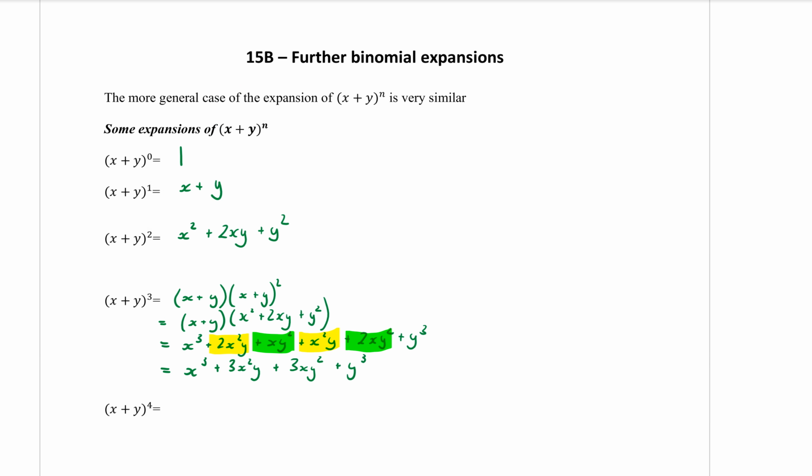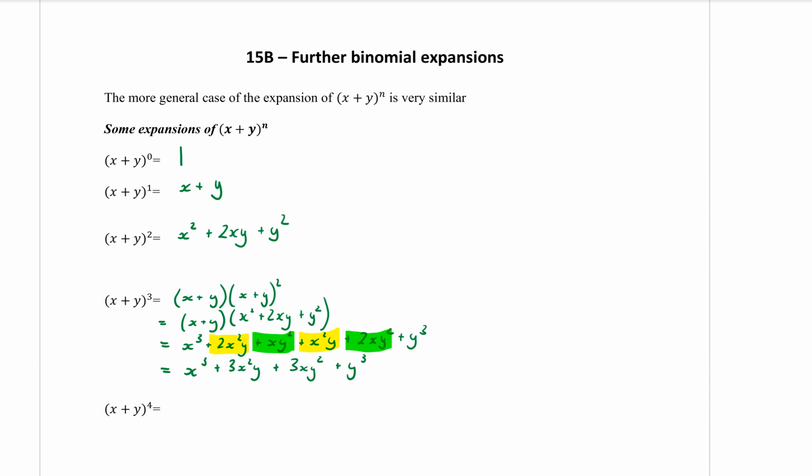Now, hopefully you can see just with the few that I've done already, the coefficients are also following Pascal's triangle. So we have 1, 1, 1, 1, 2, 1, and the one that I've just done is 1, 3, 3, 1.